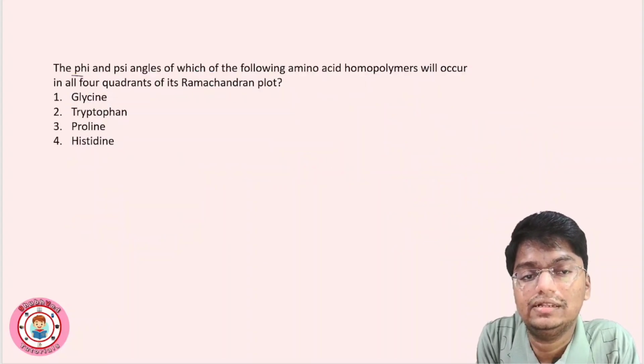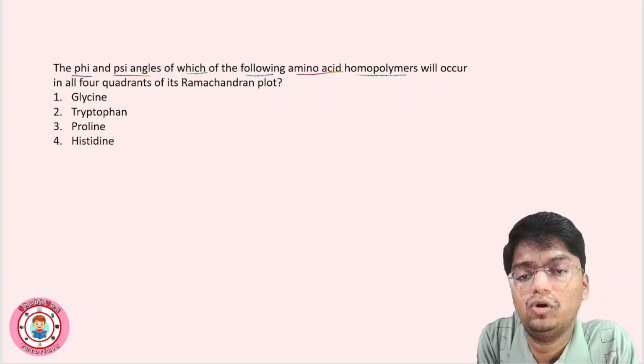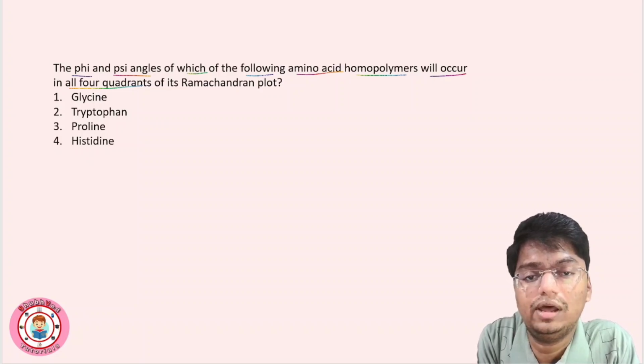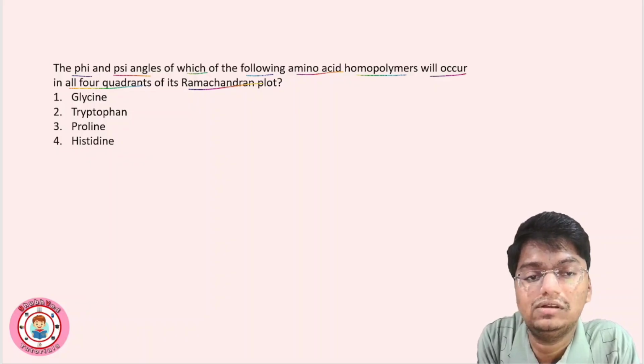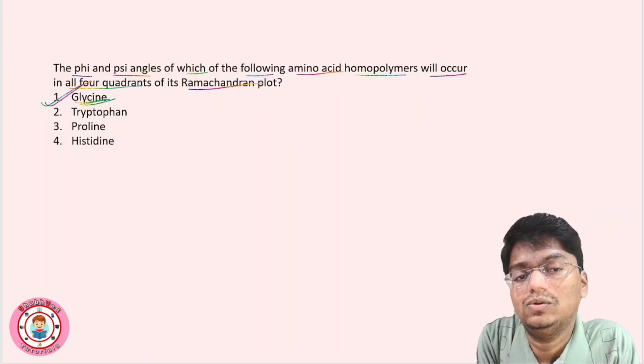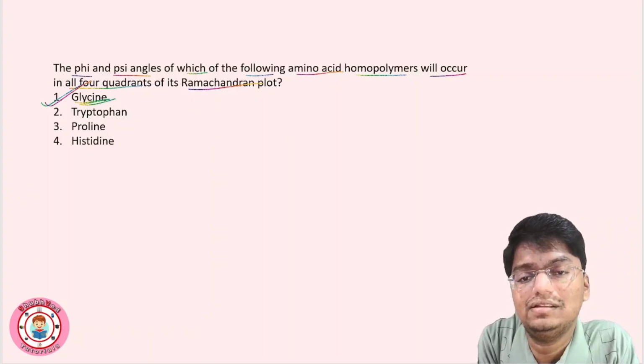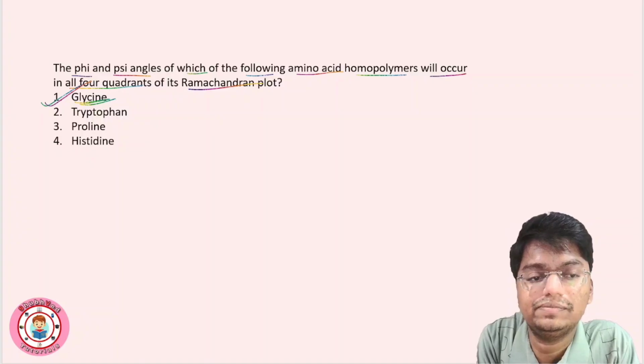Next one: the phi and psi angles of which of the following amino acid homopolymers will occur in all 4 quadrants of its Ramachandran plot? Phi and psi angles of which amino acid? Glycine. Easy. Glycine occurs in all 4 quadrants.